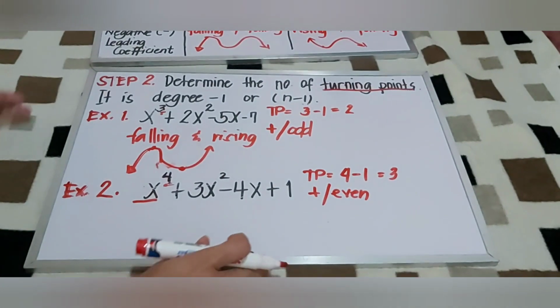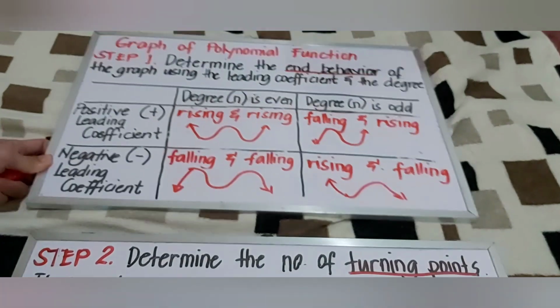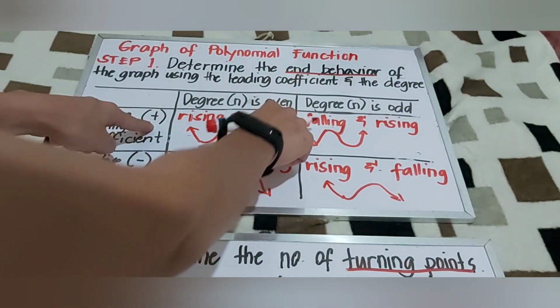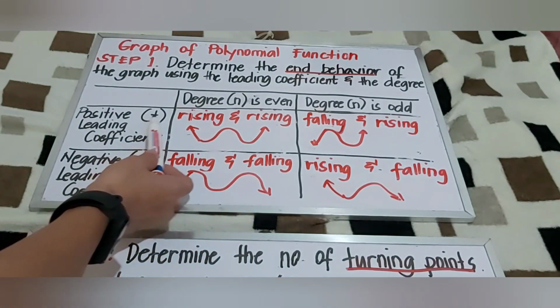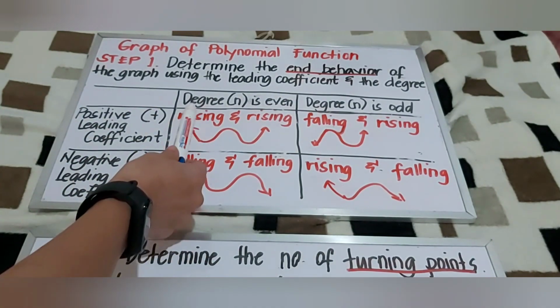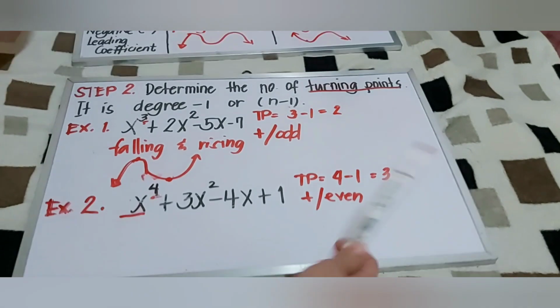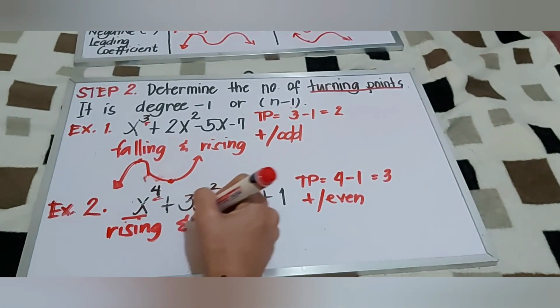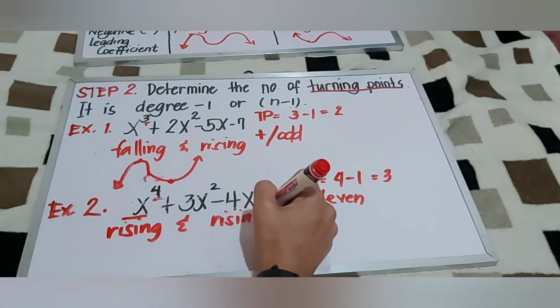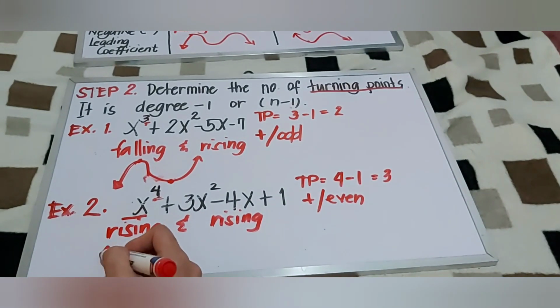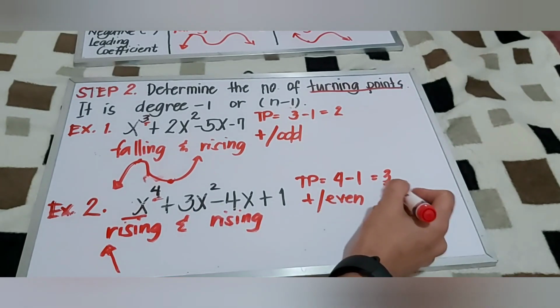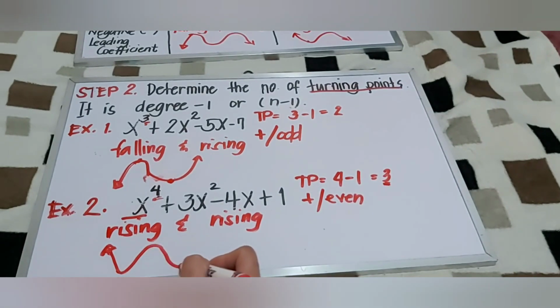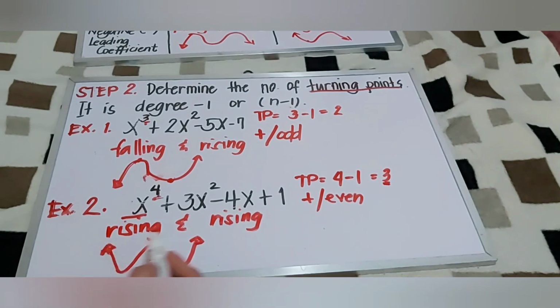So, dahil positive at even number, tingnan natin dito sa kanina. Positive, tapos even number. Nakikita po? Positive, tapos even. So, our end behavior would be rising and rising. So, gawin natin dito. Rising and rising. So, this is how it goes. Rise to the left. Tapos, meron tayong tatlong turning points. 1, 2, 3. Yan. Rising and rising, we have 1, 2, 3 turning points.